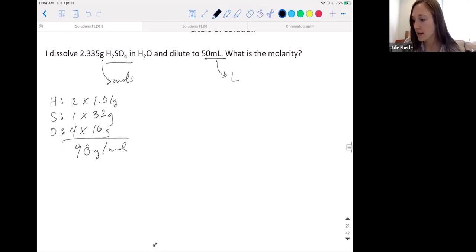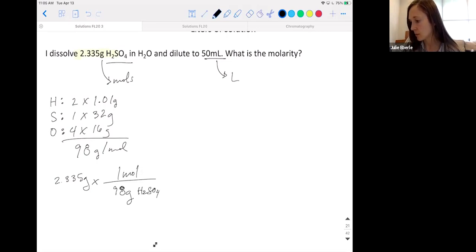All right, now let's convert the actual number of grams, 2.335, to moles using that molar mass. So we want grams to cancel. So for every 98 grams of H2SO4, it's 1 mole. So how many moles?